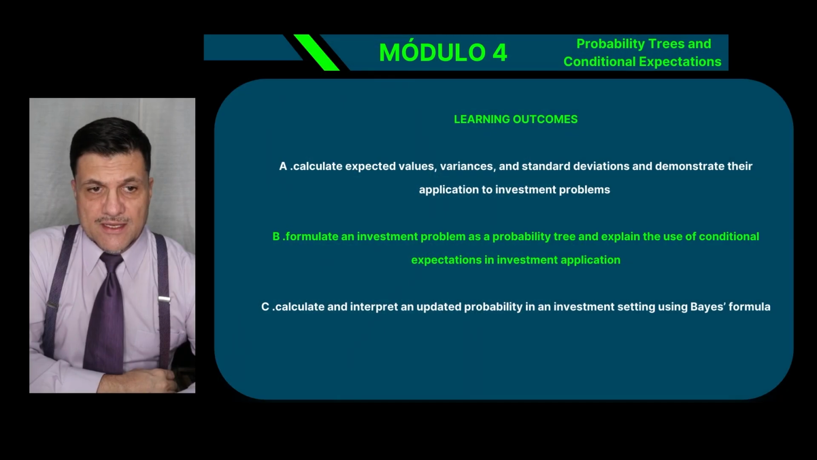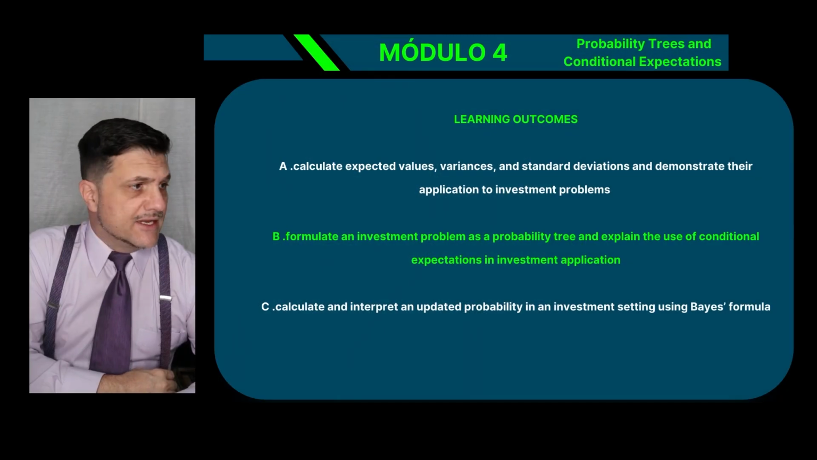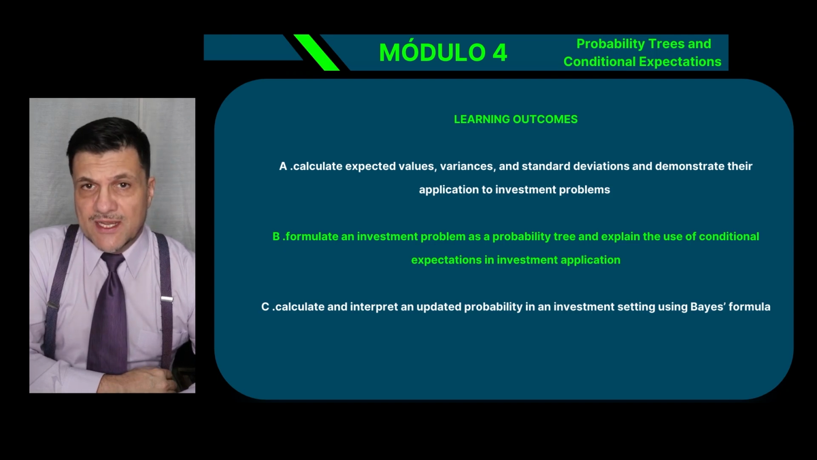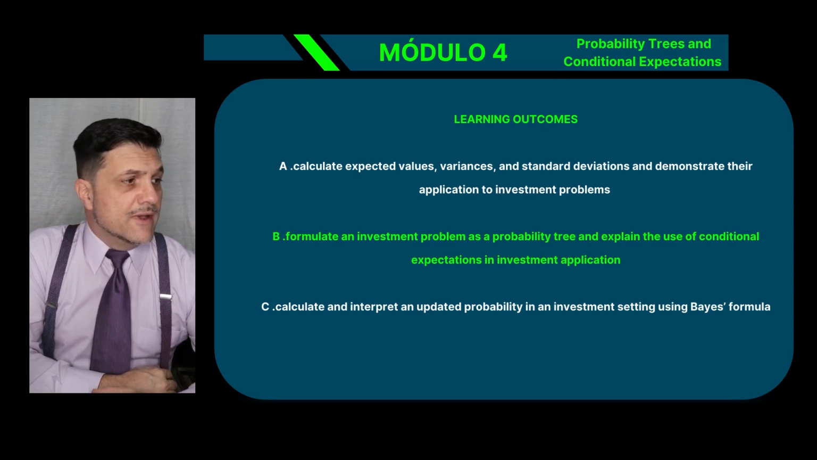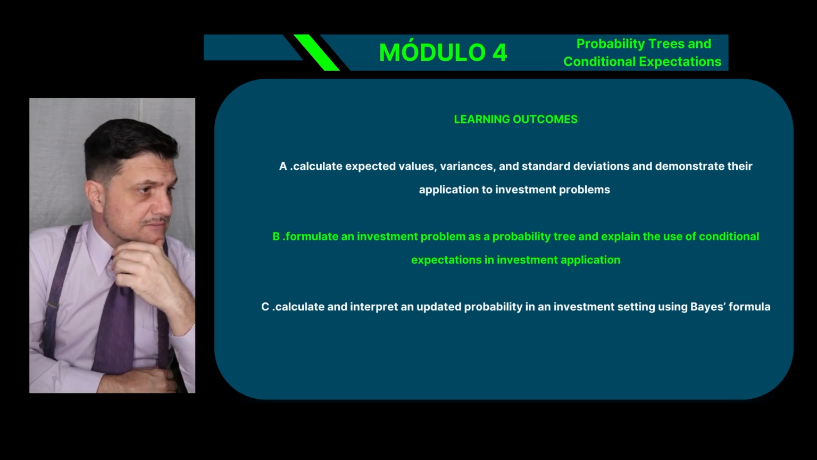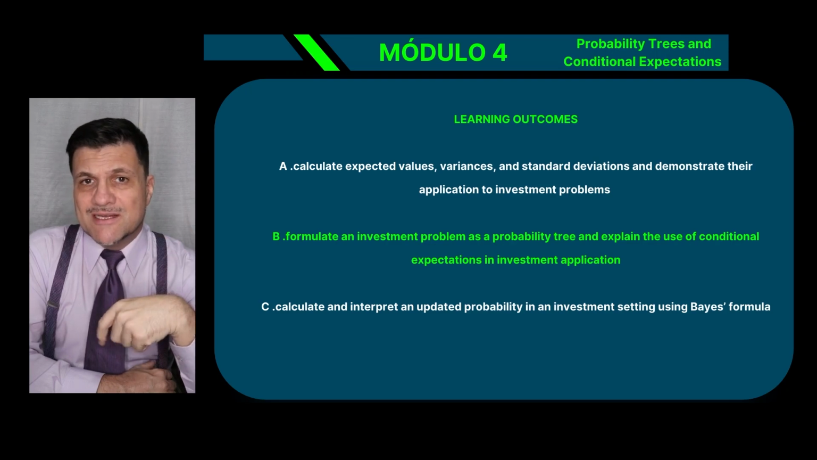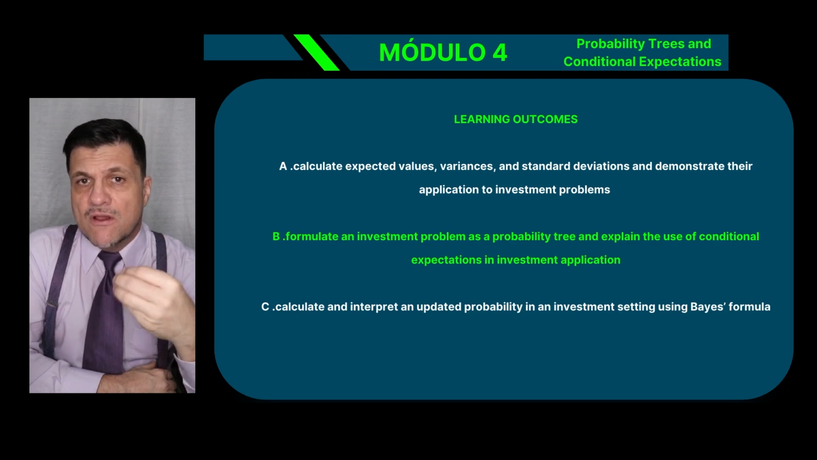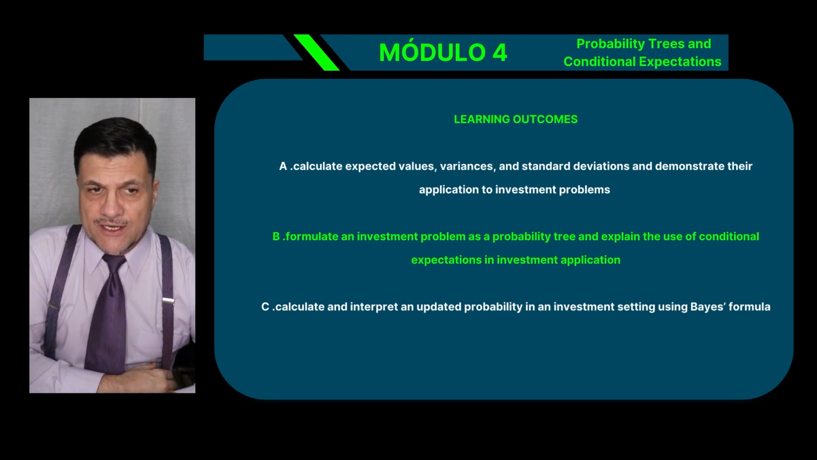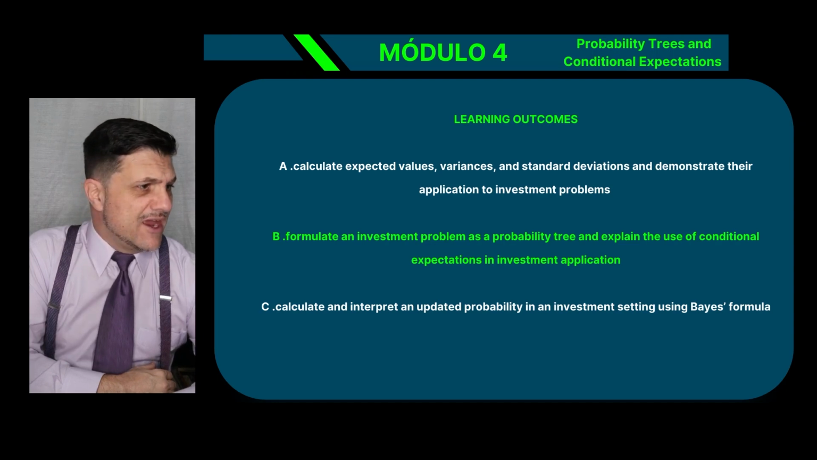Let's go to the first slide here, and the first learning outcomes. There you go. So look at that, 3 learning outcomes. Very quick. Learning outcome A is a review of the previous learning module, the statistical measures of asset returns, so variance and standard deviation, demonstrating the application to investment problems.